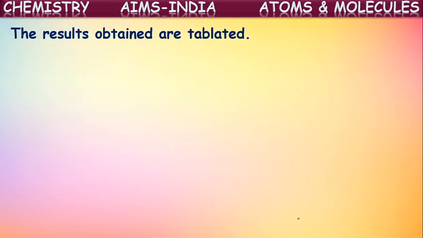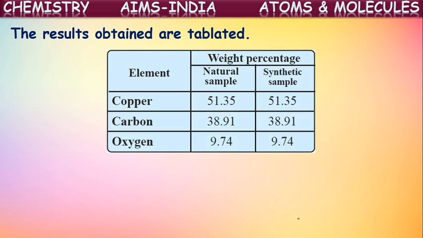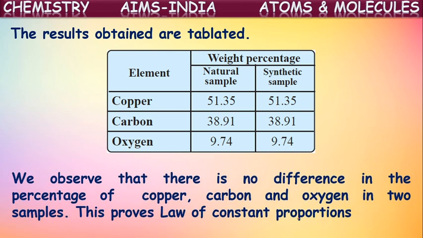The results obtained are tabulated by him. He observed the percentage masses of copper, carbon, and oxygen in the two samples collected from the two different sources. Interestingly, the percentages of these three elements are the same in both samples. Even though they are collected from two different sources, their compositions are the same. So we observe that there is no difference in the percentage of copper, carbon, and oxygen in the two samples.